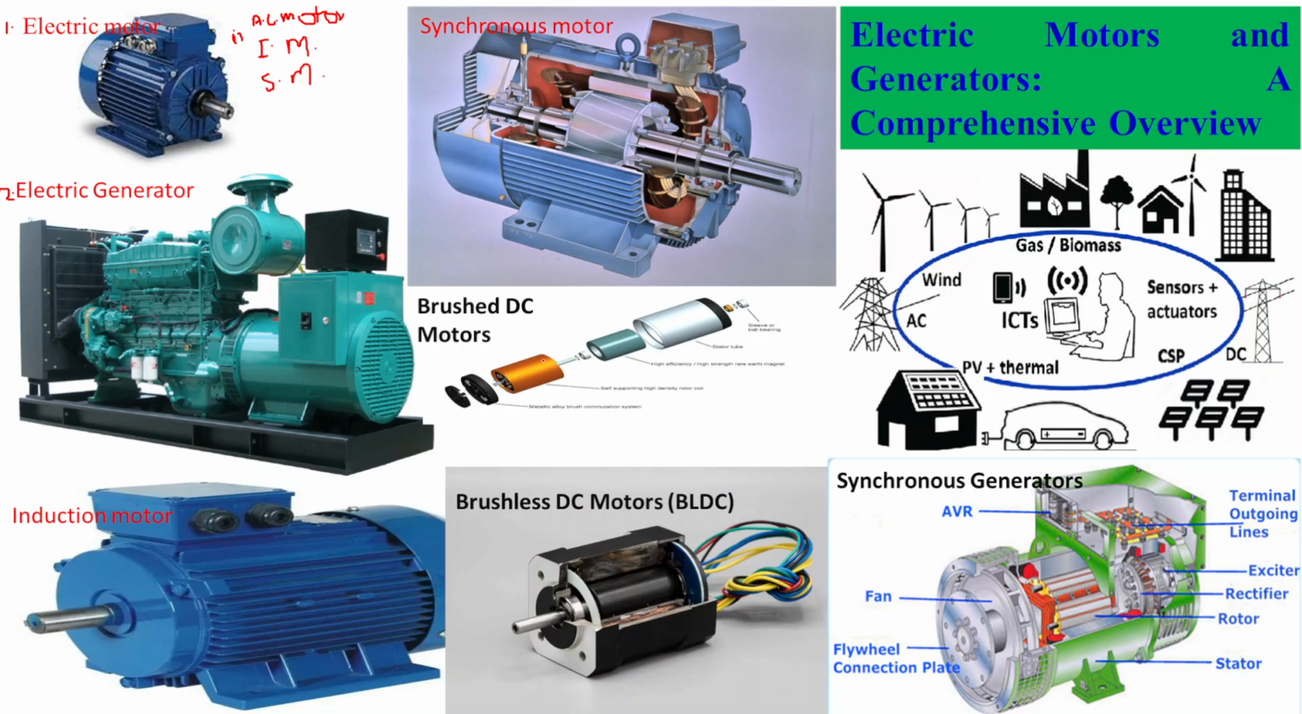Brushless DC motor. This one is the brushless DC motor. This one is the brushed DC motor. The brushless DC motor eliminates the need for brushes and commutators by using electronic commutation, making them more efficient, reliable, and maintenance free compared to the brushed DC motor. BLDC motors are widely used in applications such as automotive systems, robotics, and industrial automation.